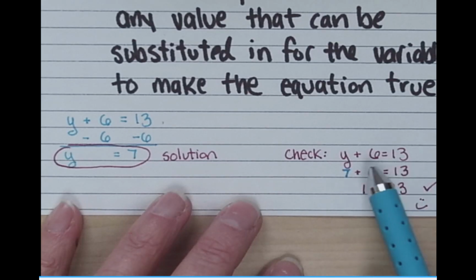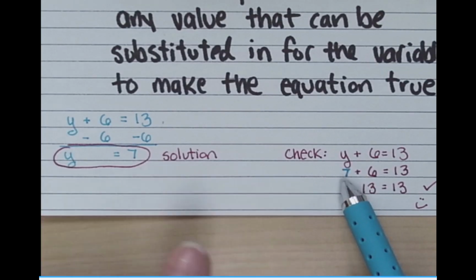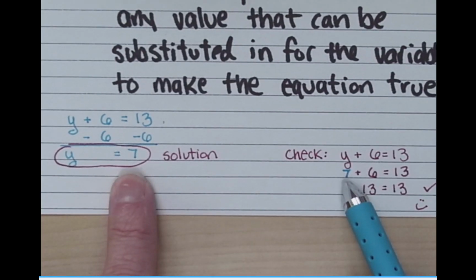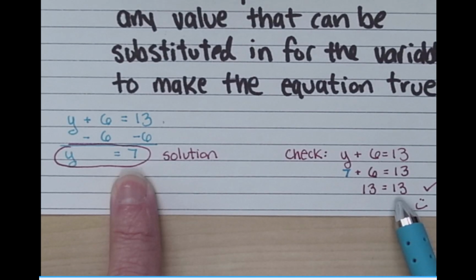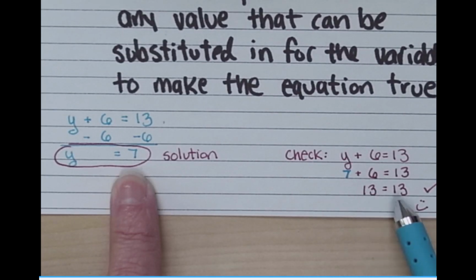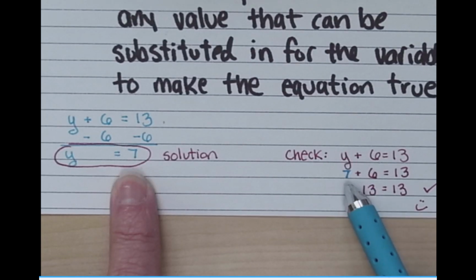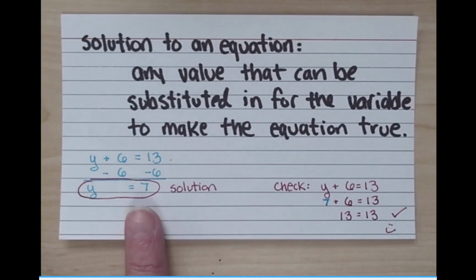Here's the same equation. And instead of writing y plus 6 equals 13, I'm going to write what I think my solution is. 7 plus 6 equals 13. That's what it means to substitute that value in for y. And if that's true, then 7 is in fact the solution. Since 7 plus 6 is 13, that equation works out. So that's why I can say that 7 is a solution, because I can substitute it in for the variable. We're going to be doing something really similar today, except our equations have two variables instead of one.